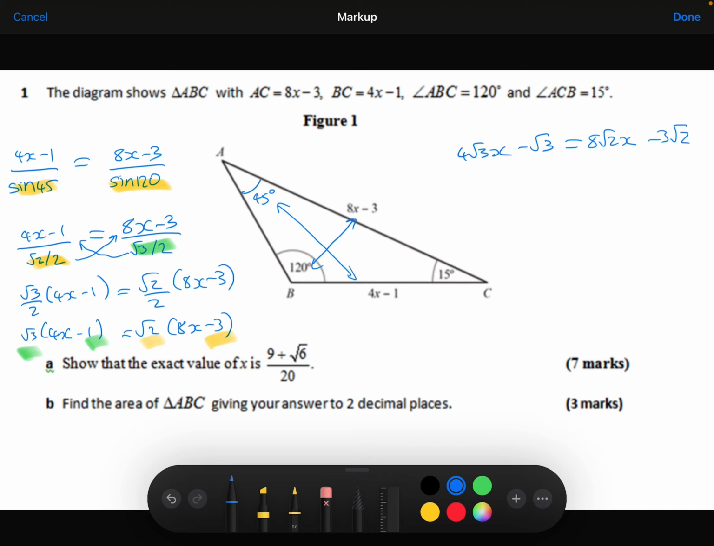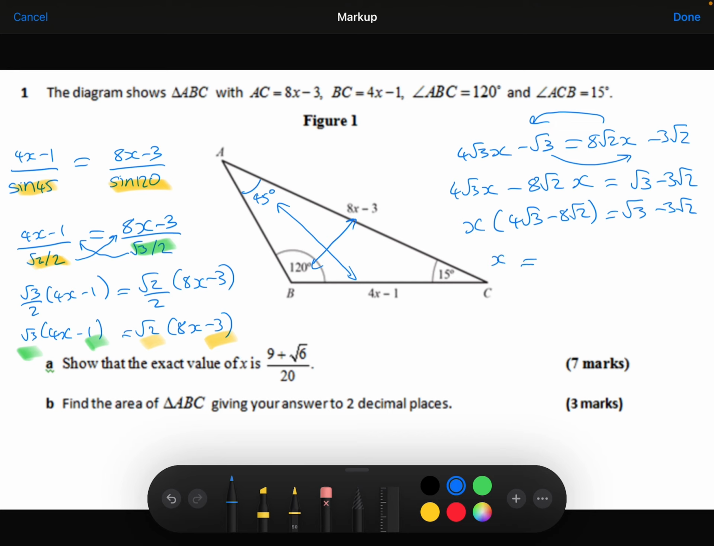Move the x's all to one side. So I'm going to leave this x where it is, and I'm going to subtract the 8 root 2x. So move this over here, move this over here. Factorise the x outside. And then divide both sides by the 4 root 3 minus 8 root 2. So that's x, but I need to show that actually it's equal to this.